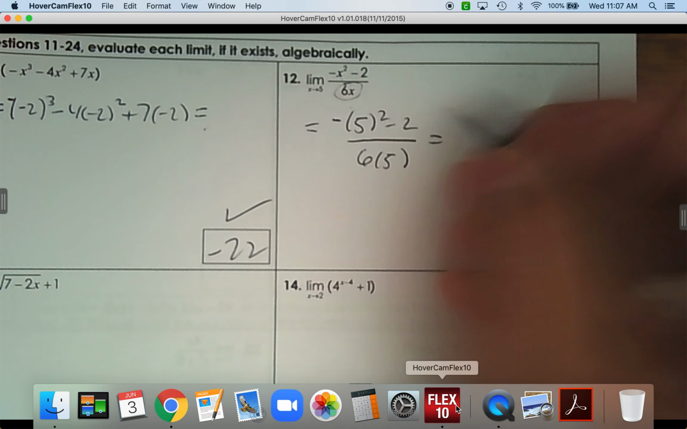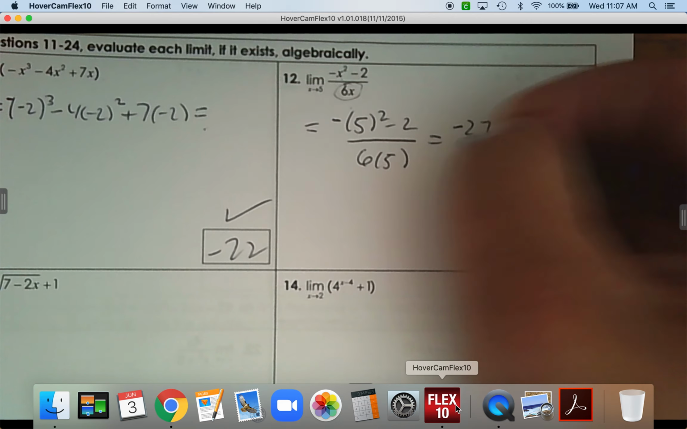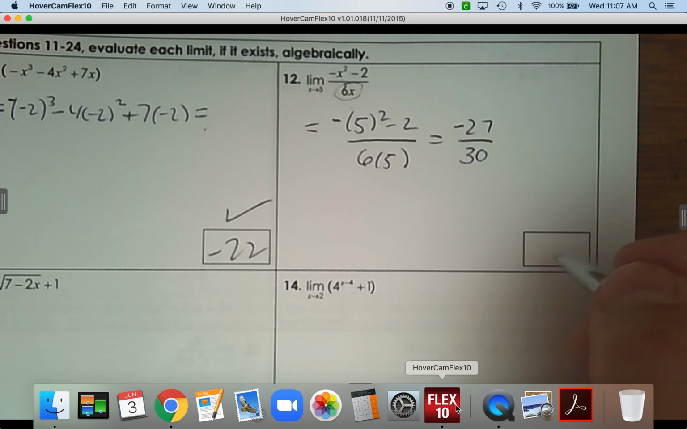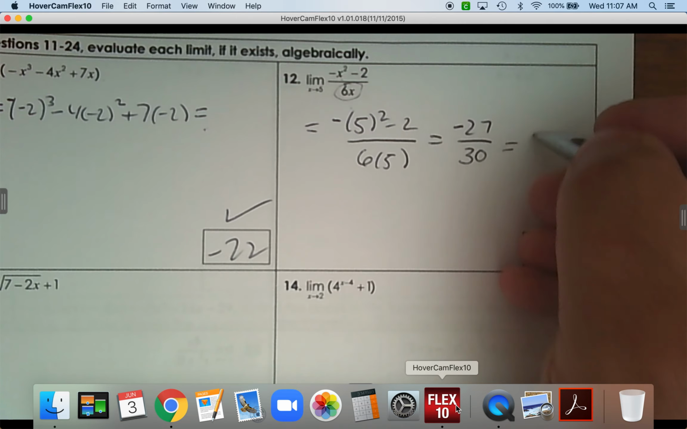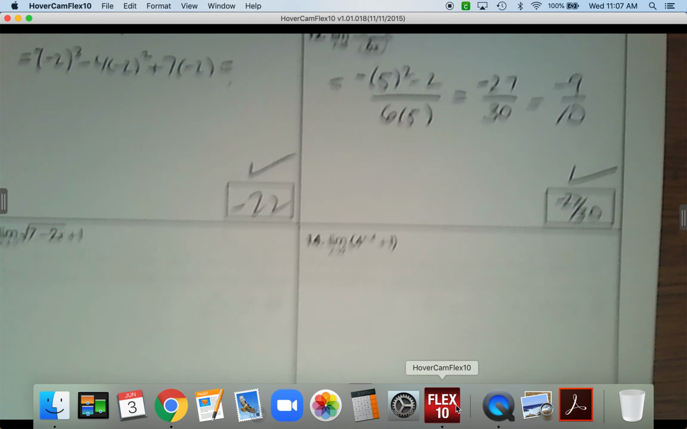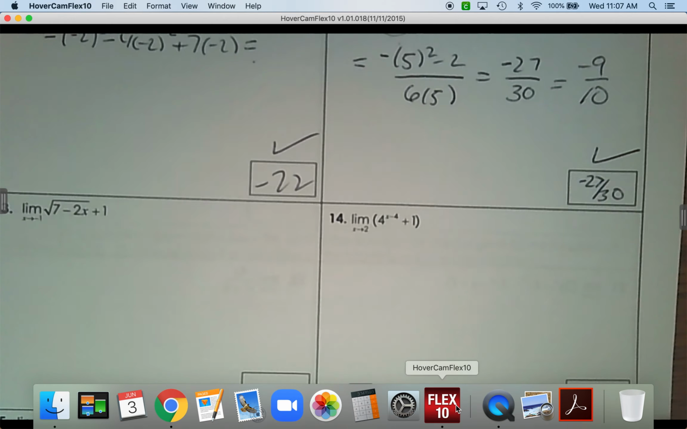So that's negative 25, take away 2, and then 6 times 5 is 30. That's a great answer. If you decided to simplify it, another good answer could have been, 3 goes into both evenly, negative 9 over 10. Both are correct. One is not better than the other. Give yourself a check mark.